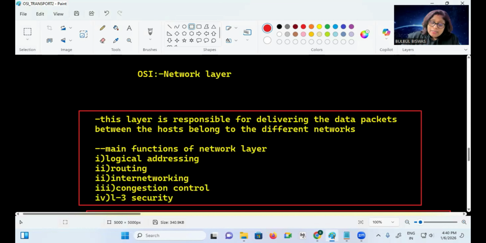So in this CCNA series, right now I'm going through the OSI model, and in this OSI model I have covered the application layer, presentation layer, session layer and transport layer. And today I'm here to discuss the network layer. This is actually the third layer of the OSI model, and it is a very important layer.